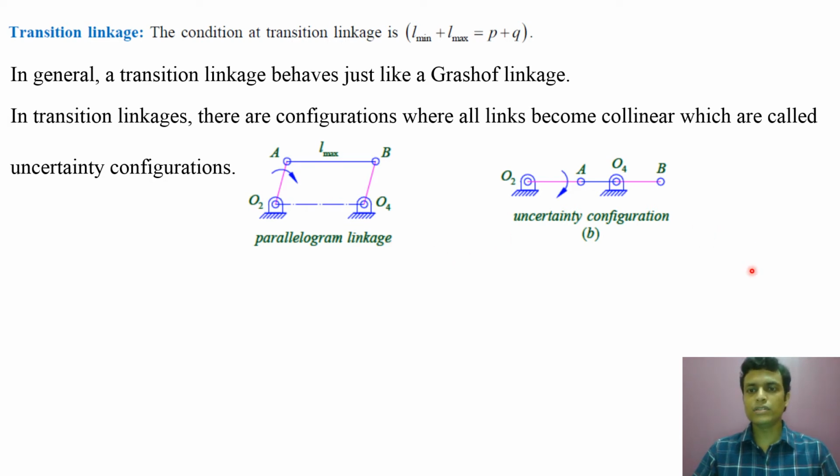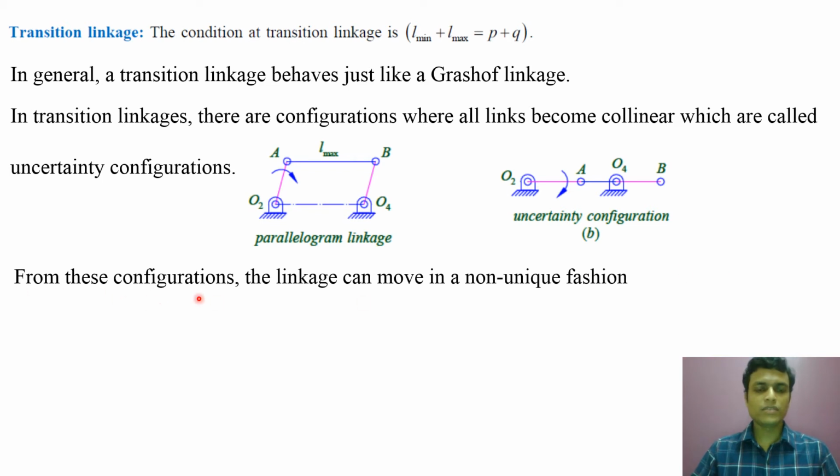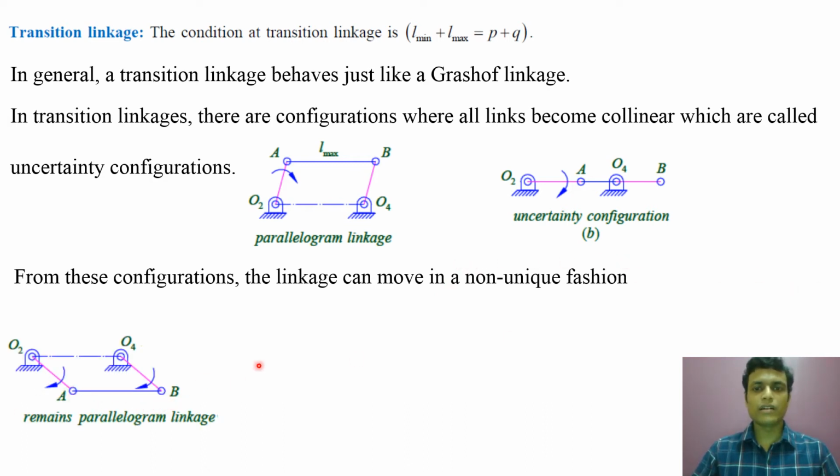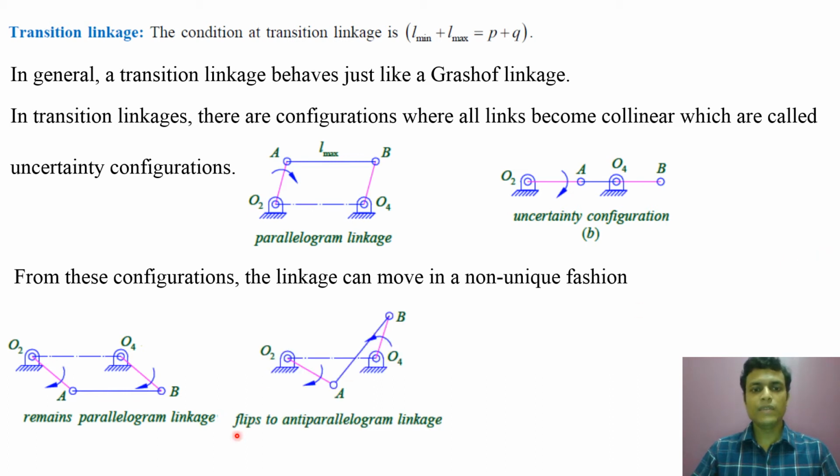Let me show these figures. From these configurations, this link can move in a non-unique fashion. So there is an uncertainty. That's why it will move in a non-unique fashion. What are those? It may remain a parallelogram linkage. It may rotate like this. It may remain the parallelogram, or it may flip into an anti-parallelogram linkage. So this is the anti-parallelogram linkage, or it may flip like this. That cannot be determined by kinematics.